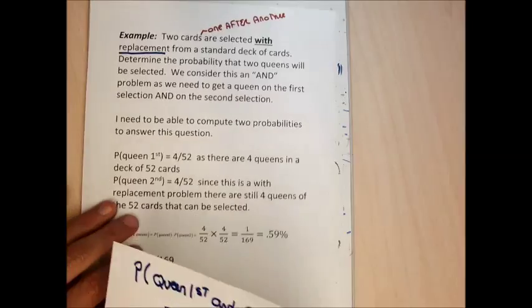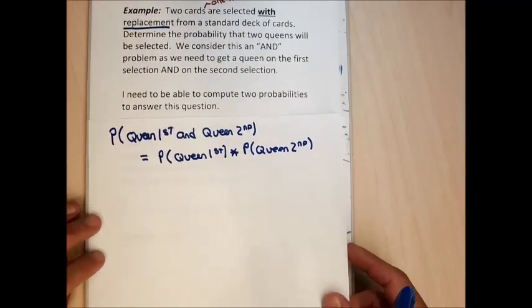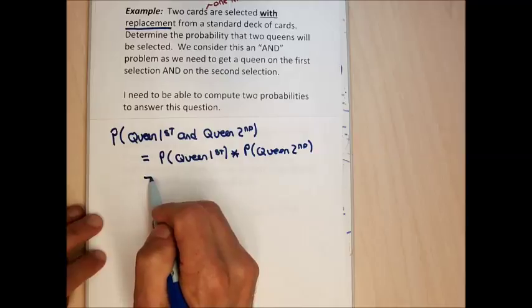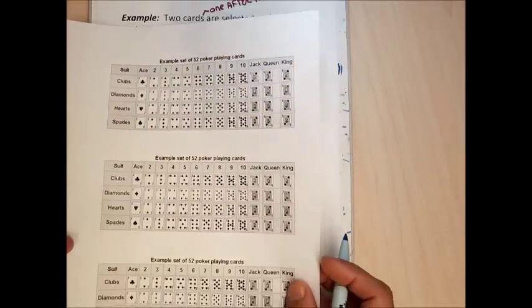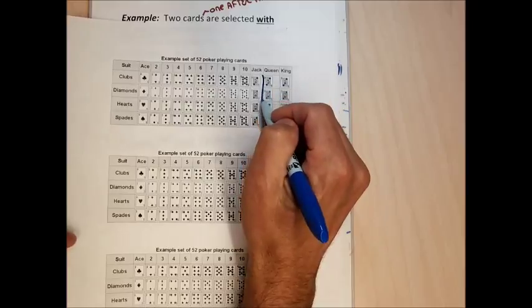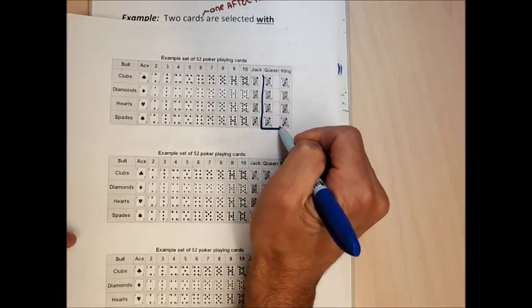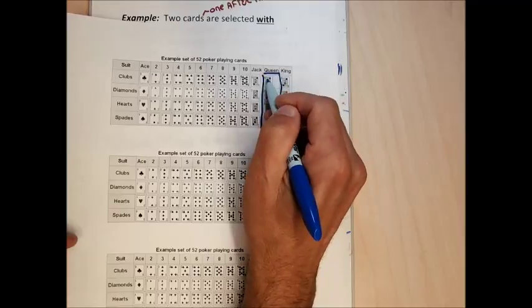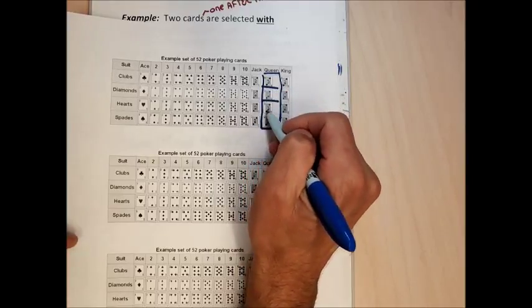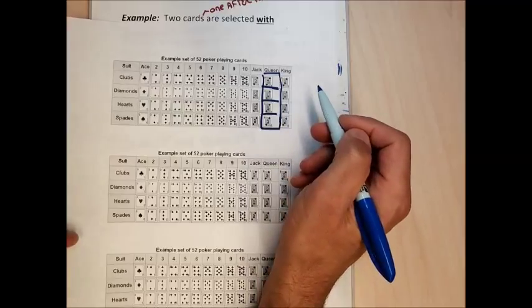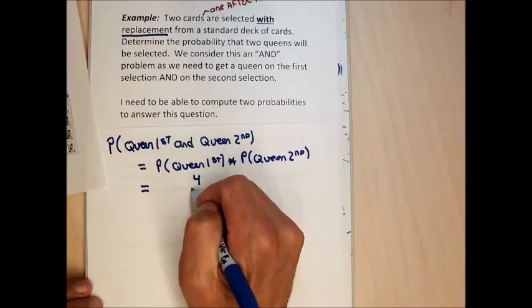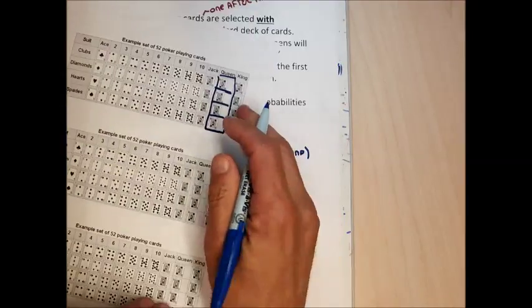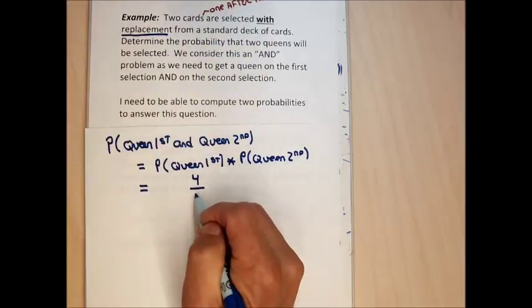Now I'm going to attack this. In order to attack this problem, I need to be able to compute both probabilities. Specifically, I need to be able to compute the probability of getting a queen when I pick one card from a deck of 52 cards. And I should know by now that when I do card probabilities, the numerator is the number of cards that have the desired outcome. The denominator is the number of cards I have to choose from. And for this first probability, the probability of getting a queen for my first card, the numerator is going to be 4 because there's 4 queens in a deck of cards. The denominator is going to be 52 because there's 52 cards in a deck of cards.